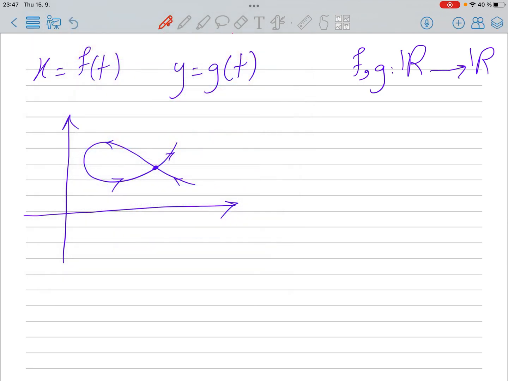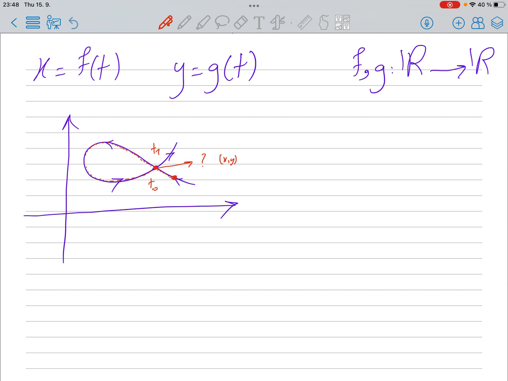Now suppose that you have a particle here and this particle starts moving along this curve, and at the time t0, the location of the particle is here. And then the particle keeps going along this curve. And after some time, let's say t1, the particle meets this point again. So now we want to find the coordinates of this point, right? We want to find the x and y for this point.